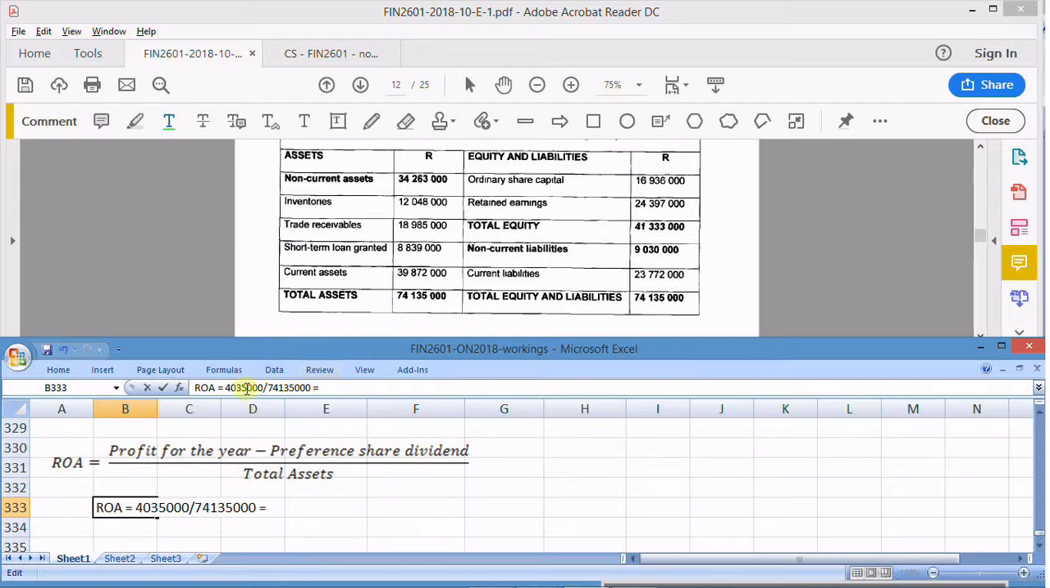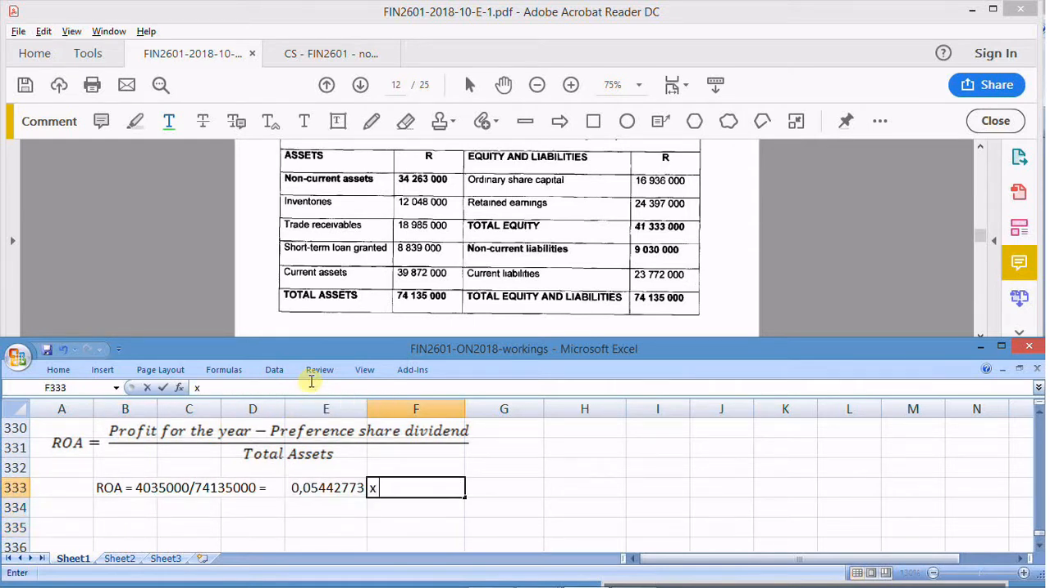7,415,000,000. Okay, good. Equals that. And then times by 100 to get a percentage, obviously. Okay, these are small, so let's do that. Okay, percent.